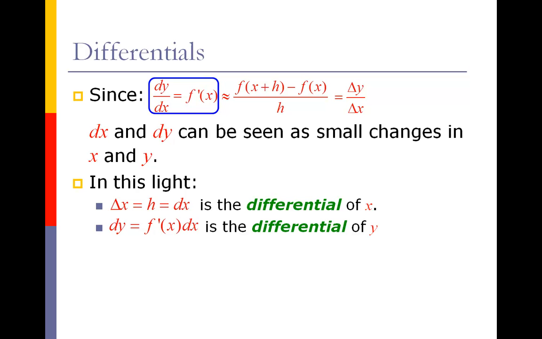Because of that sequence of equalities and approximations up on the top, we can say that dy is going to be approximately equal to delta y. Not the same, but approximately equal. And therefore, it's going to give us a good approximation of the change in y.